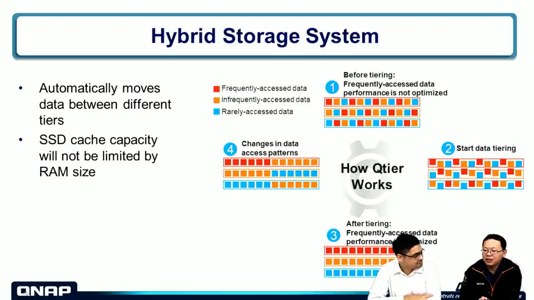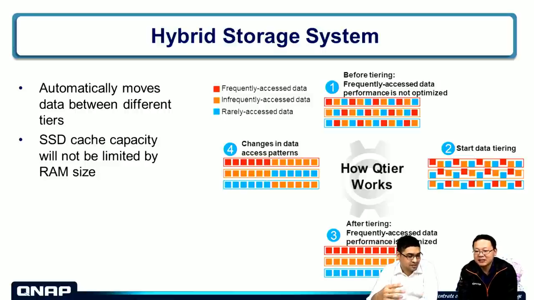To improve the utilization of SSD drives, we already support QNAP's auto-tiering technology called Qtier. I'll explain Qtier briefly. Qtier means the system checks the file's access frequency and moves data between high-speed SSD space and high-capacity space, meaning hard drive space, depending on how frequently the data is accessed.